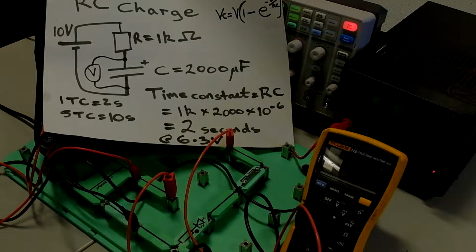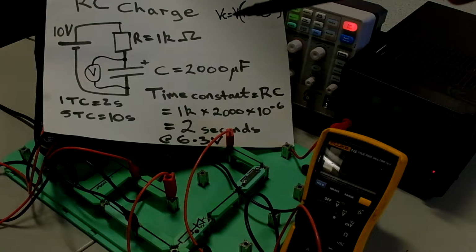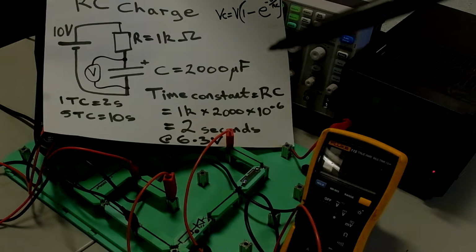Hi there. The purpose of this video is to explain by experiment the resistor-capacitor charge and discharge cycles. There is a mathematical equation for the voltage across the capacitor at any time t: V, which is the supply voltage, in this case a 10 V DC power supply, times 1 minus e to the power of minus t over RC. RC is the time constant of the circuit.